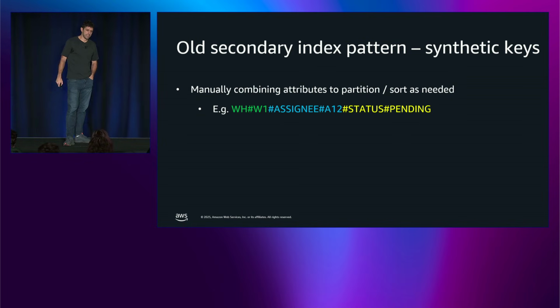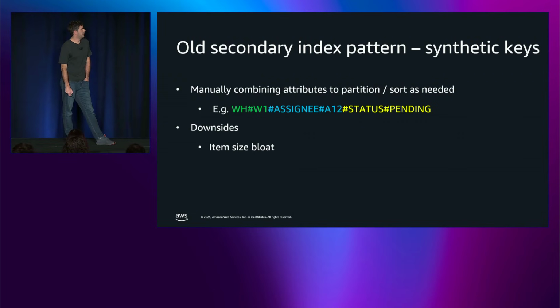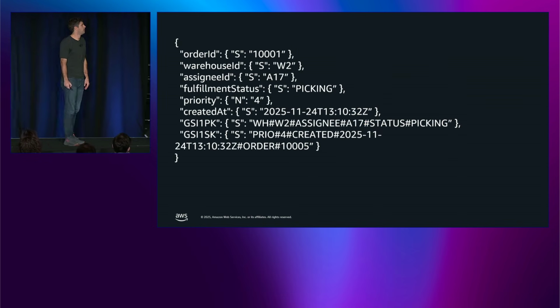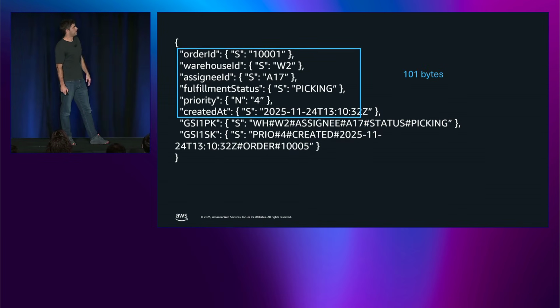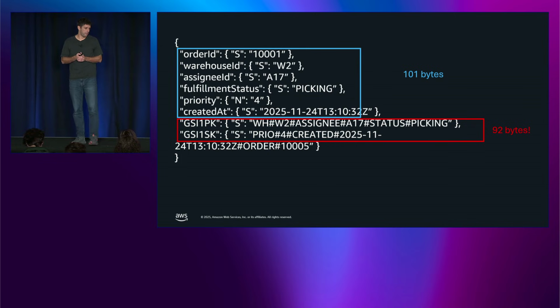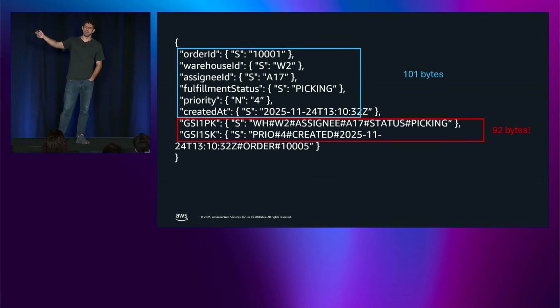And I didn't realize how much I disliked these until this new release came out. Because there's a ton of downsides to this, right? And the number one is just the item size bloat. If you go look at that item that we have in our table, the meaningful attributes there are 101 bytes, so pretty small record. And if you look at the other attributes, these synthetic keys, they're 92 bytes. So this is almost half of our item.